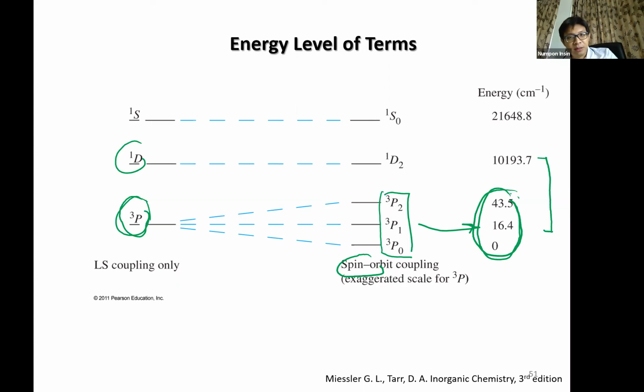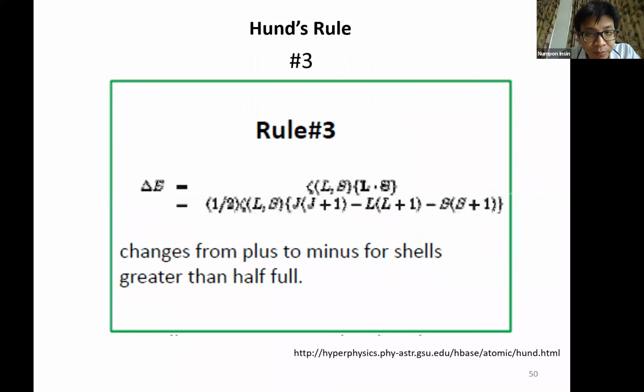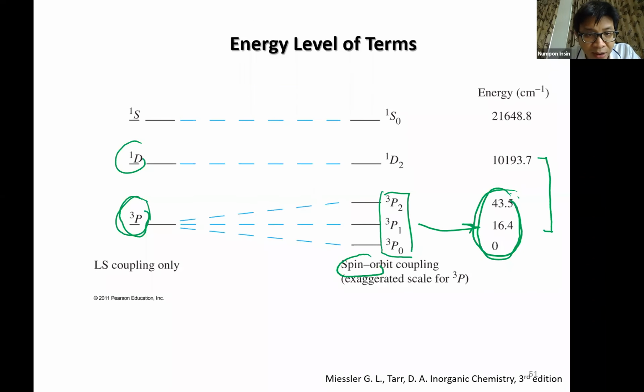Okay, so these are the ways to calculate the ground term. You can see the ground term. In this case, the ground term is the lowest in energy, triplet P.